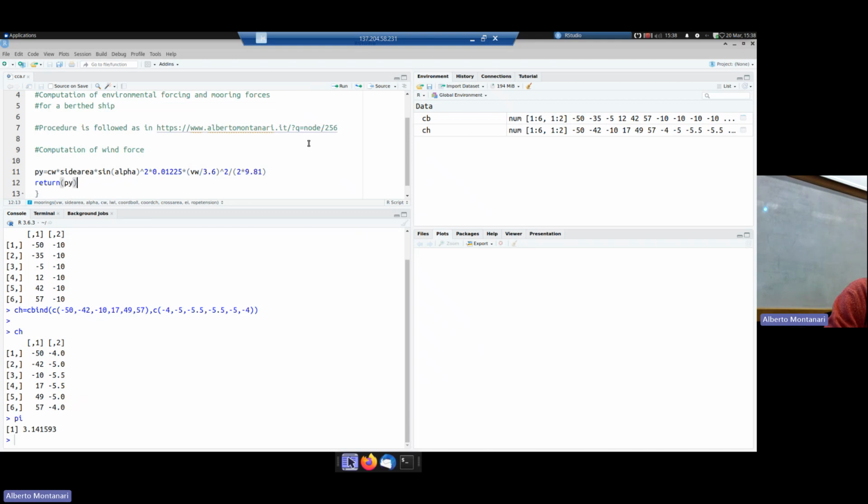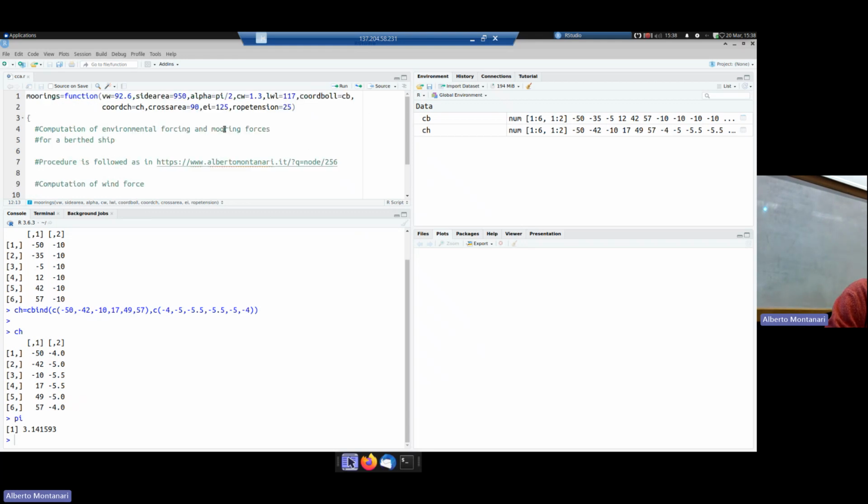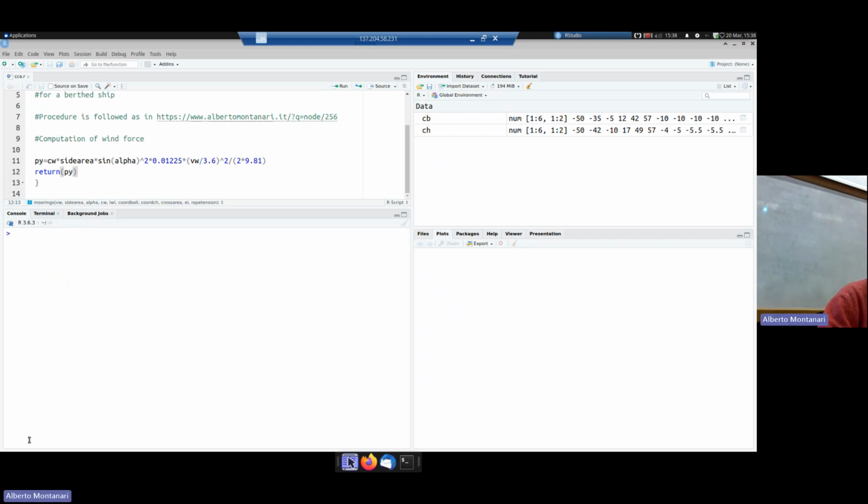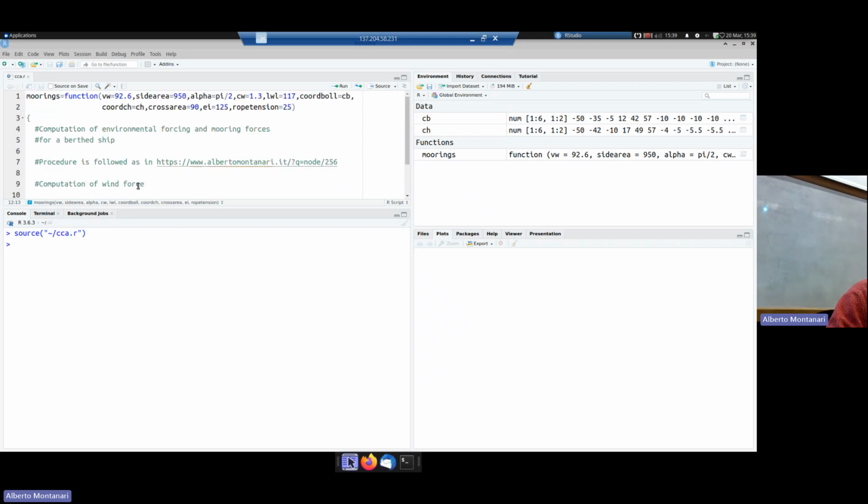And then I can source the function. I write here, let me clear the console. I click here, source, and you see that it's computed. And now, if I want to run it, it's very easy. I can do moorings, and then I give no argument. Why no argument? Because I have default values for all of them. And you see the computation is done.